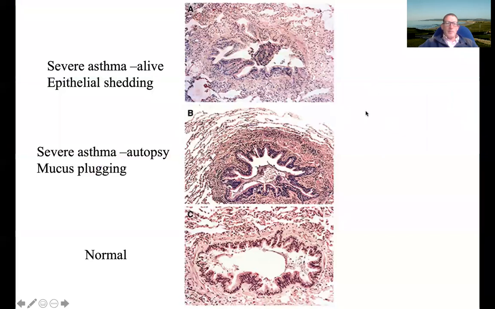These are just biopsies taken from a normal subject at the bottom. At the top is a severe asthma patient who is alive, and you can see the epithelial shedding and the desquamation and the intense infiltrate of the eosinophils and lymphocytes. And unfortunately, this patient didn't survive, and at autopsy was found to have mucus plugging and a dense infiltrate of inflammatory cells.